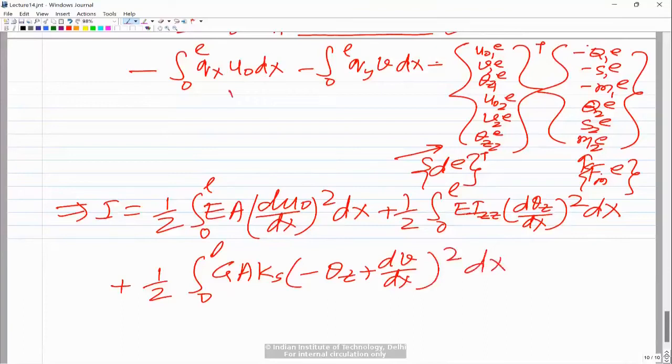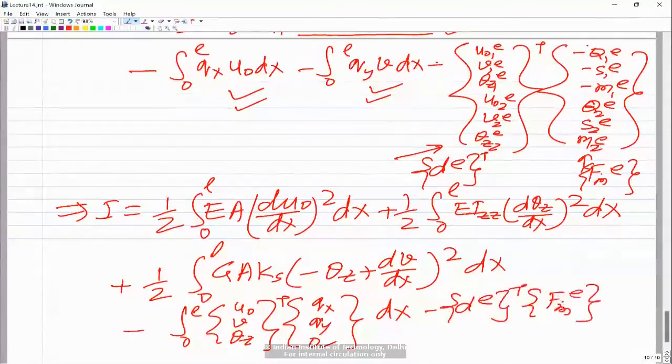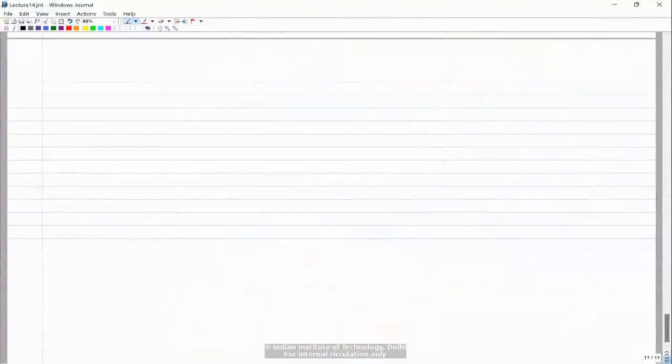And then these two can be combined together, so I can write minus integral 0 to L of [u naught, v, theta z] put together, transpose, times [qx, qy], and of course there can be a distributed moment about the z axis, so then this would be a non-zero third term here, but right now I have put it as 0. So when you take the transpose and multiply, you essentially get these two terms. So this is dx, and the last term is of course minus dE transpose into F internal for the element. So this is what you have, your total potential energy functional, or you can say the integral functional.